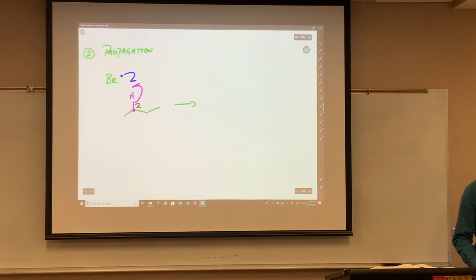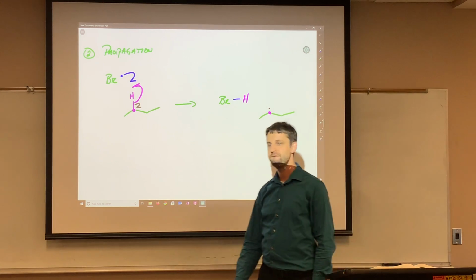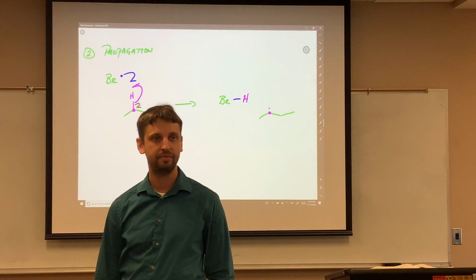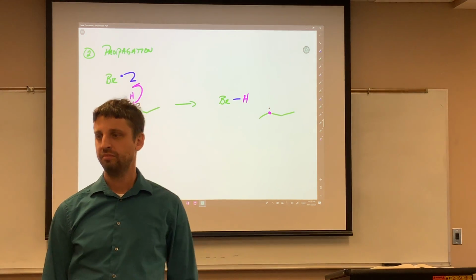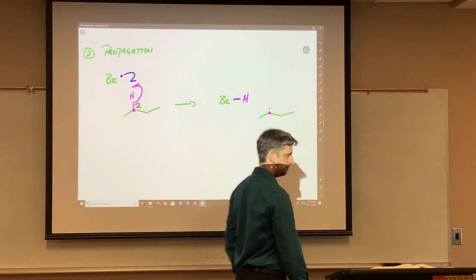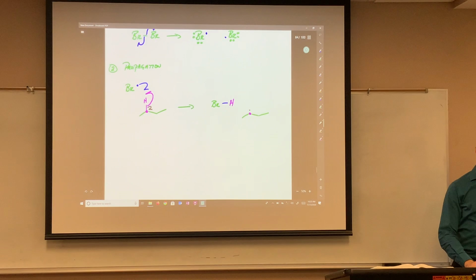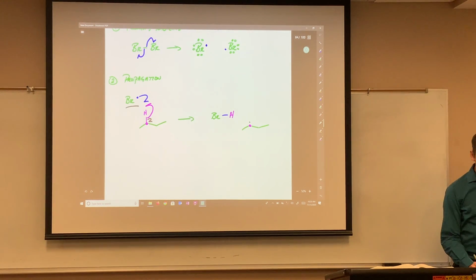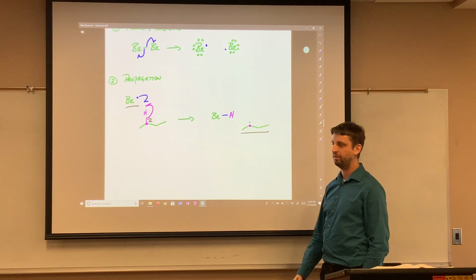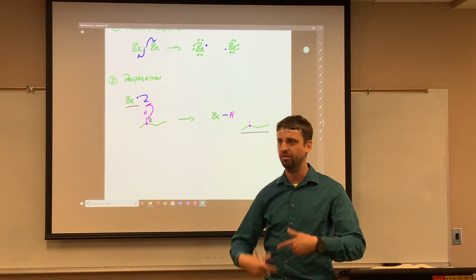So what are our products here? Our products are Br, just for argument's sake we'll use that color, pink, H. And here we have a carbon radical. Good. So we start out with a radical and we end with a radical. That's what a propagation step is. Remember, to propagate just means to continue, to make more.